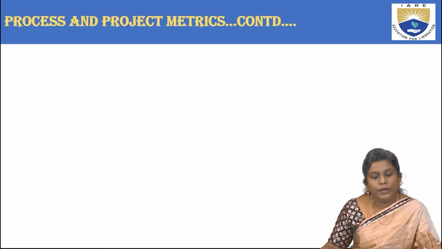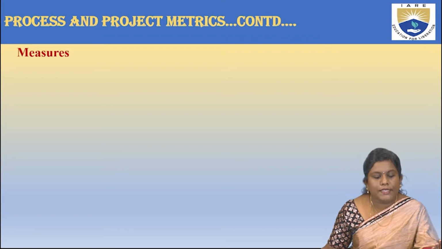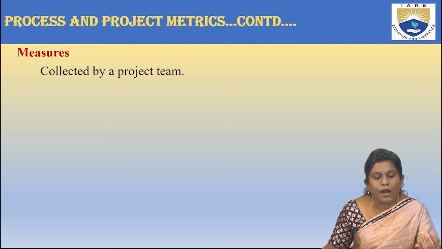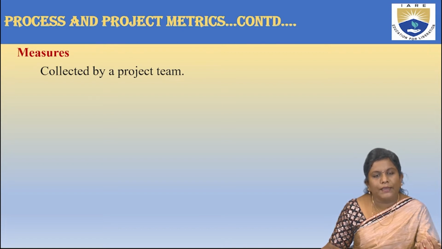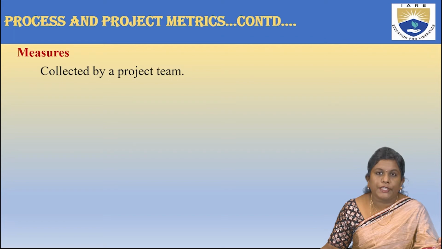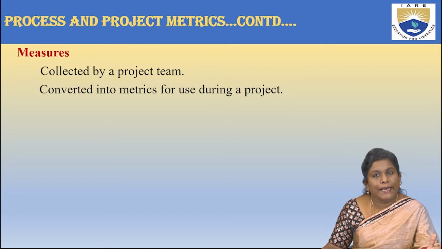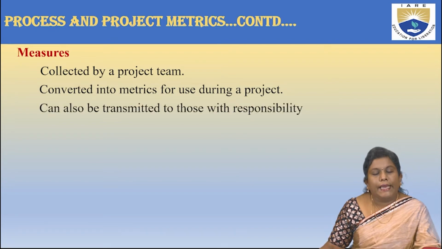Moving to the continuation section of what else is discussed in process and project metrics, as you can see on the screen, measures. So what exactly are measures? Measures are, in other terms, the measurements that are collected for a particular product or a project. They are generally collected by a project team. Once they are collected, you convert the collected data into metrics. As I told you, metrics are measurements for a project. Next, they can be transmitted to those with responsibility.